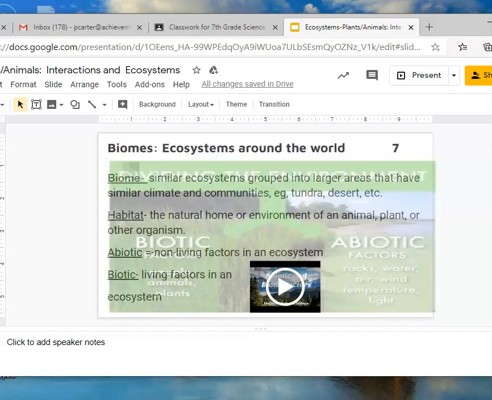Biomes, ecosystems around the world. A biome is similar ecosystems grouped into larger areas that have similar climate and communities. An example is a tundra or a desert. And we have a habitat, the natural home or environment of an animal, plant, or other organism. Abiotic, or non-living factors in an ecosystem, and biotic, or living factors in an ecosystem. And you see here you have a video as well.